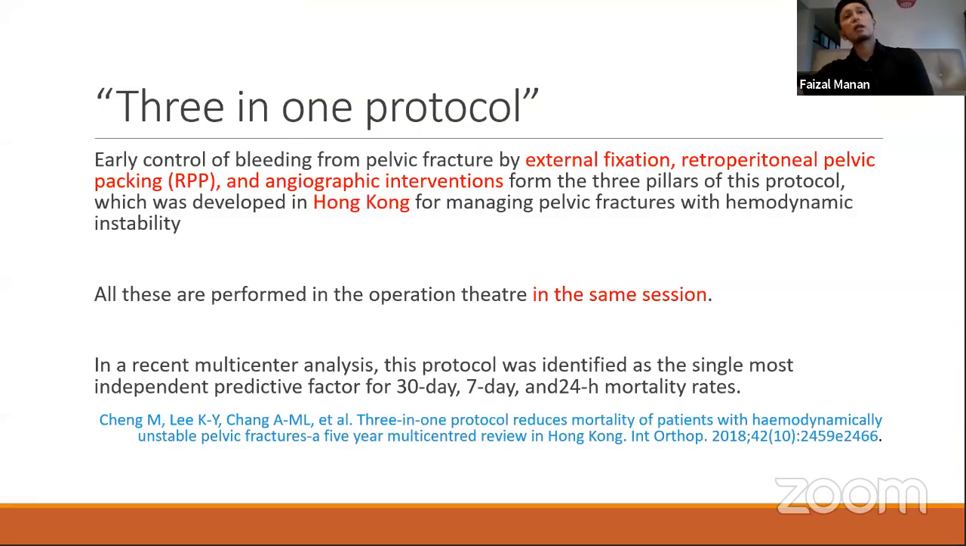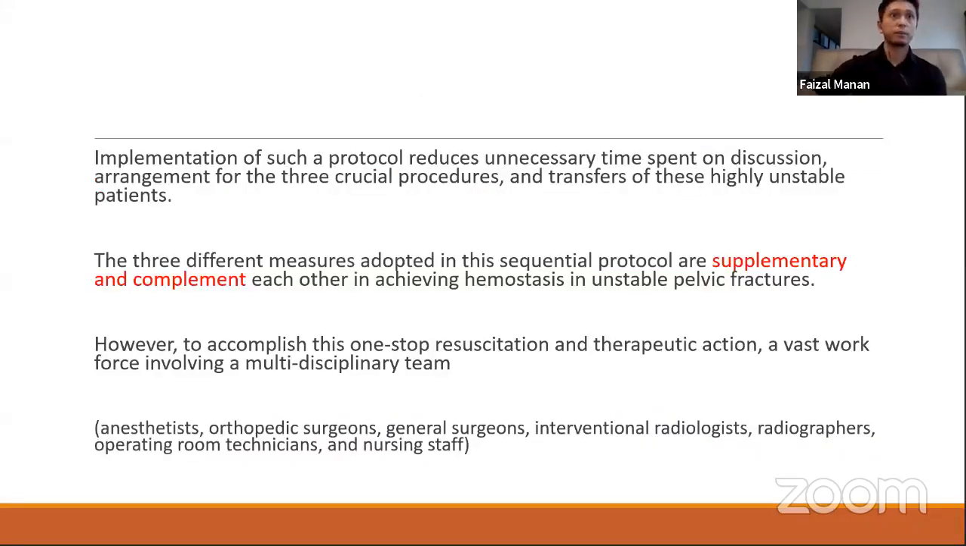Okay. The next thing that is interesting, in Hong Kong, they developed this protocol, a 3-in-1 protocol. So what does it mean? It's early control of bleeding from pelvic fracture by external fixation, meaning they apply external fixation. Then after that, subsequently, they put retroperitoneal pelvic packing, and they augment it further with angiographic intervention, these 3 pillars of the protocol. All these are performed in the operation theatre in the same session. In the recent multi-center analysis, this protocol was identified as the most single independent predictor factor for 30 days, 7 days, and 24 hours mortality rates. So in a center, when we have this, it's very good.